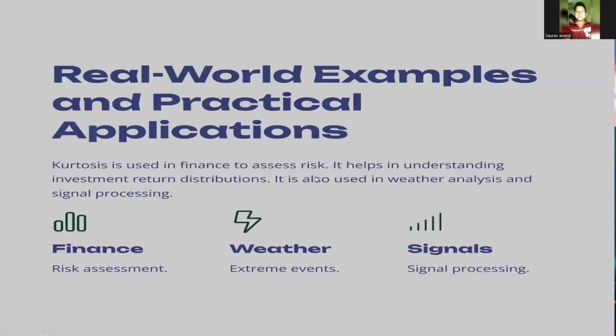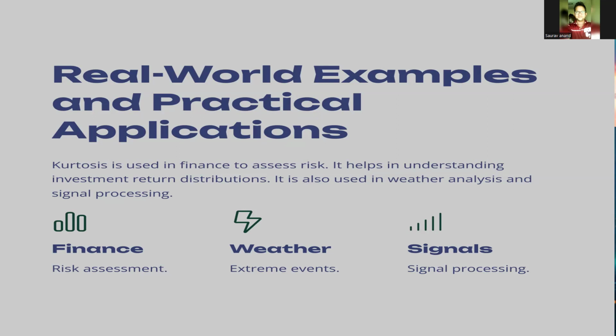Real world examples and practical applications where kurtosis plays an important role: one is the stock market or finance risk assessment, where high kurtosis means more extreme price fluctuations. We all know that stock returns do not follow a perfect normal distribution. They can have large spikes, which can depict a sharp gain or crash. So this type of data follows a leptokurtic kind of distribution.